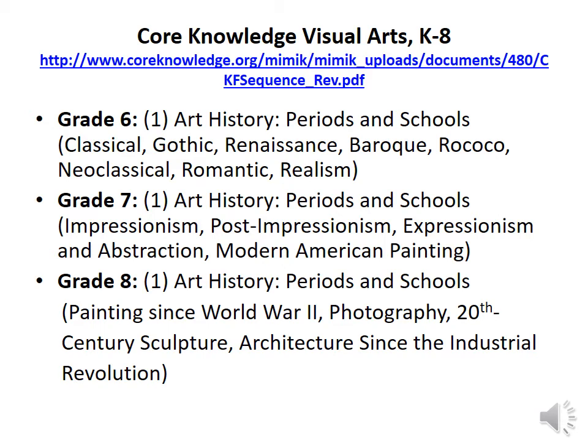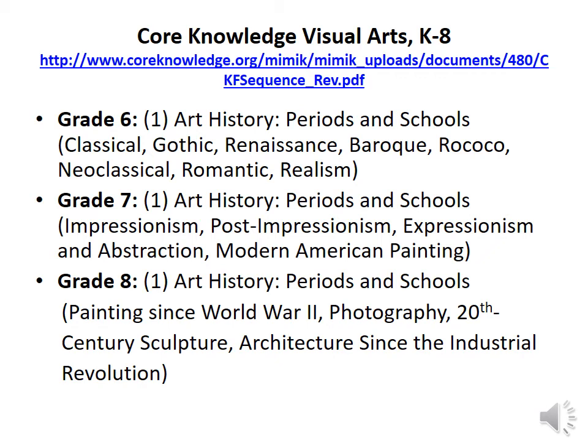Then they start learning the different types of art: the Classical, the Gothic, the Renaissance, the Baroque, the Rococo, the Neoclassical, the Romantic, and the Realism. Don't worry, I'm not going to ask you to name all these on a test, but it is good to notice for specific grade levels what it is that you could be doing with art in your classroom.